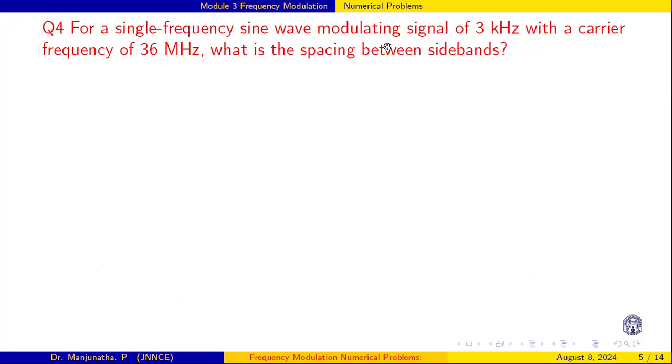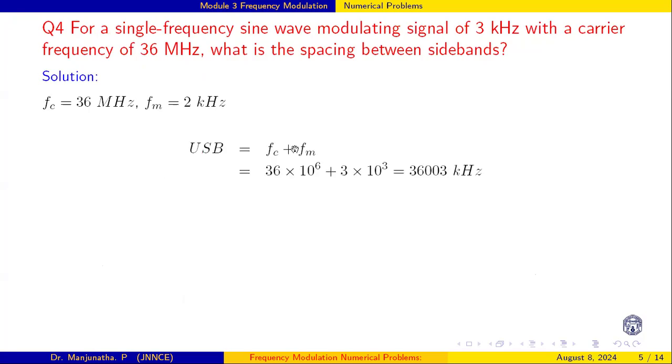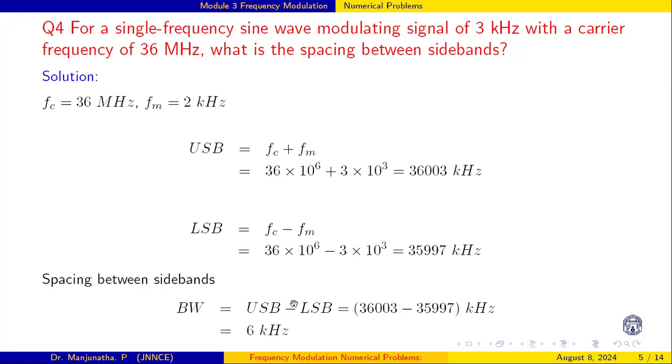Next, for a single frequency sine wave modulating signal of 3 kilohertz and a carrier frequency of 36 megahertz, what is the spacing between the sidebands? fc and fm are given. The upper sideband is fc plus fm. Convert the megahertz to kilohertz so that both are in kilohertz. This gives the frequency of the upper sideband, 36,003, and similarly fc minus fm gives 35,997. The spacing between sidebands is the upper sideband minus the lower sideband, which is 6 kilohertz.